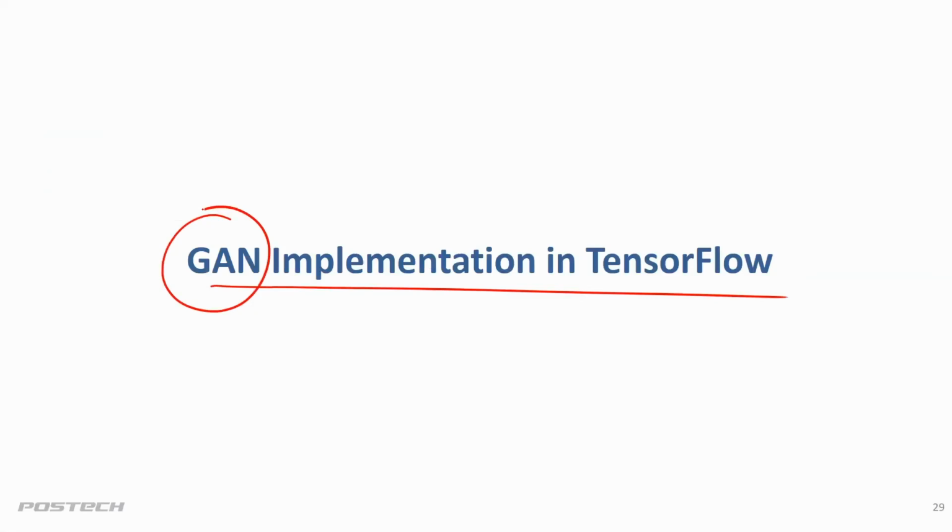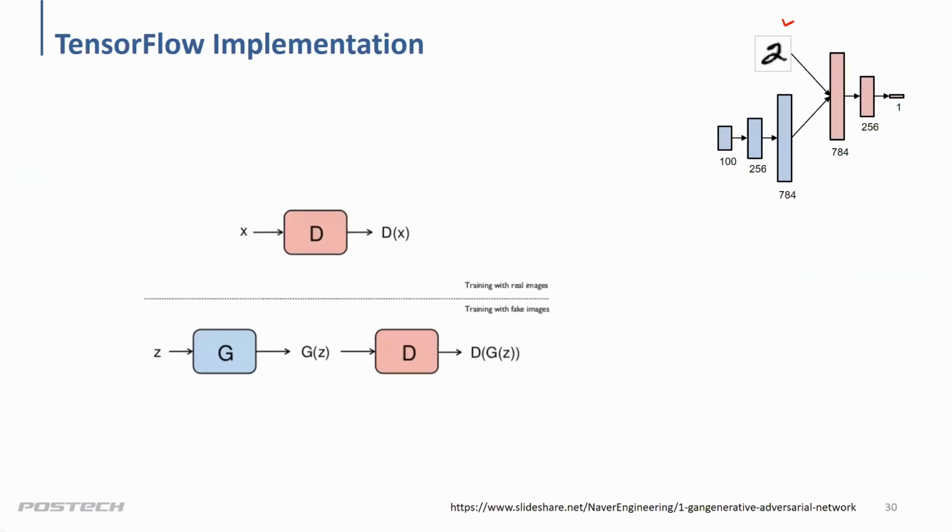Now let's implement it in code. So the idea is that, again, here I'm going to use the GAN structure. Probably we can think of the simplest GAN structure that we can think of. So here is a generator and discriminator.